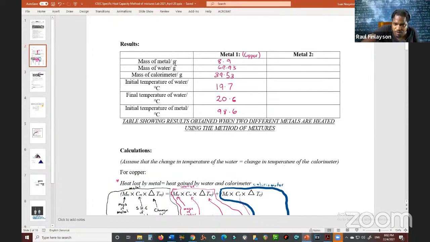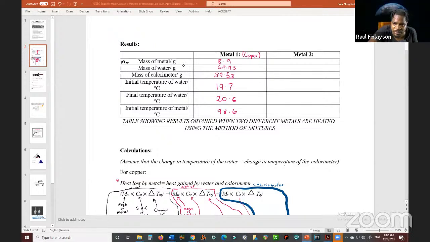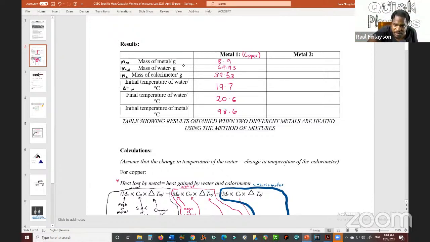All right. So now we're seeing here in the table mass of metal, which is 8.9 grams. Let's put in the symbols here. This is our mm. Mass of water is mw. Mass of calorimeter is mc. Initial temperature of water, let's call that delta T and W. Final temperature of water, or not, let's just call this T1 then because we have delta is subtracting here. So let's just put T1.